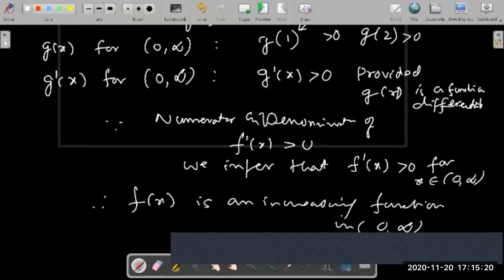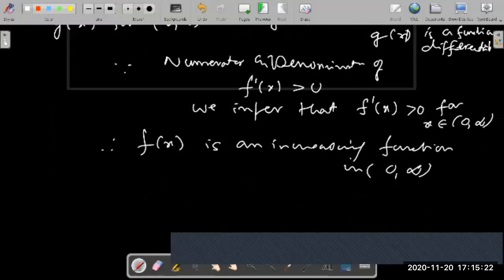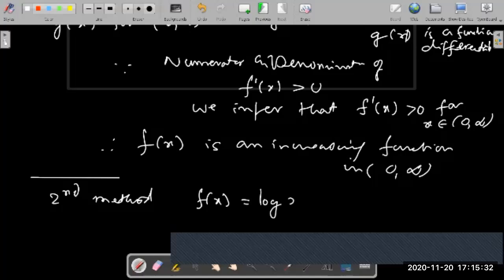So what is the other method? That's what we are trying to do. So the second method, simply you assume f of x is equal to log x. That's it. We are not complicating with f of x or g of x or anything. Let f of x is equal to log x. Then f dash x equal to 1 by x.